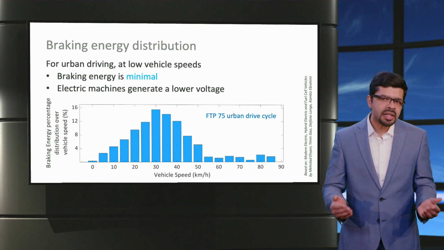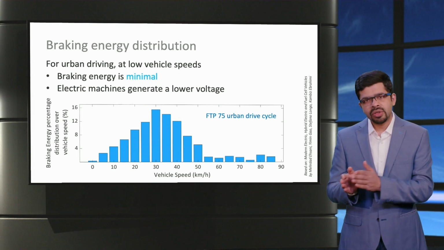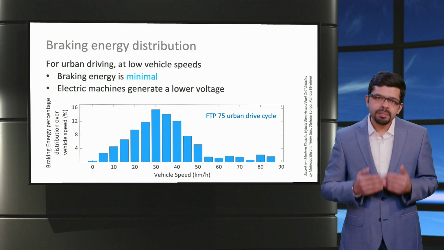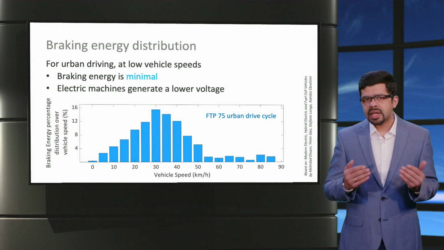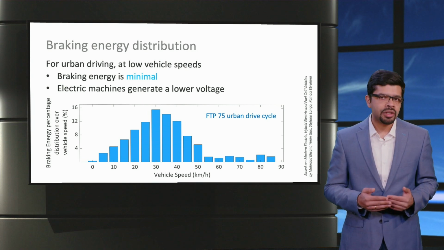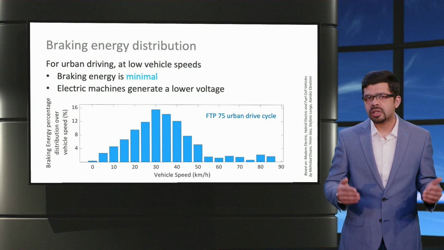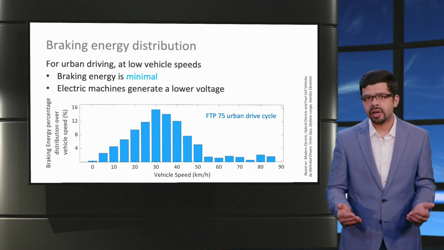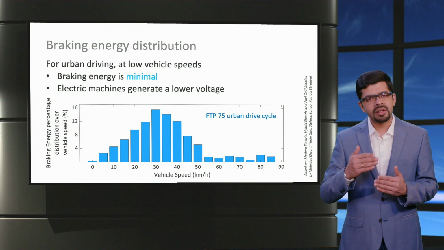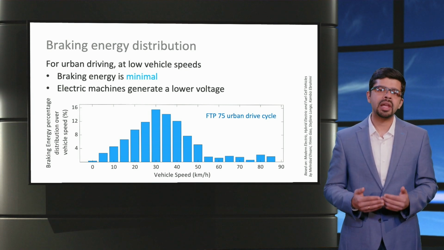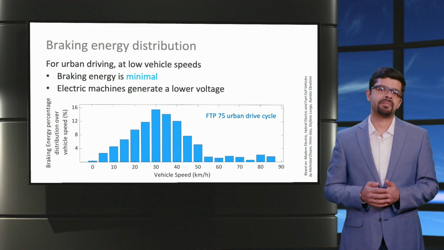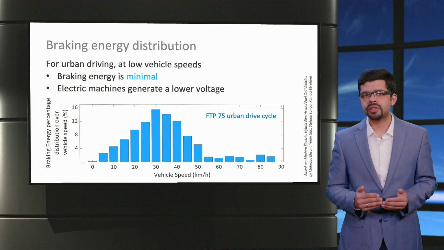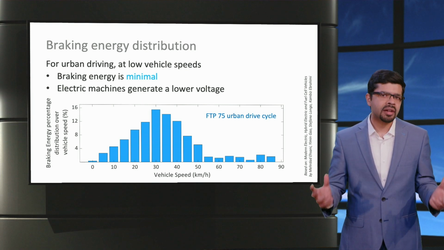Let us look at the percentage distribution of the braking energy with respect to the vehicle speed for the FTP75 drive cycle. Below speeds of 15 km per hour, the braking energy for a typical car is minimal and usually less than 15% for most urban driving cycles. Hence, regenerative braking is generally deployed only after exceeding a certain threshold speed, and normal mechanical braking is applied at lower speeds. Further, electric machines generate a lower voltage at lower speeds, making it challenging to recover the braking energy efficiently.